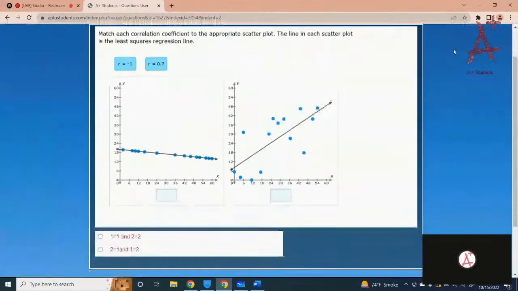Okay, match each correlation coefficient to the appropriate scatter plot. The line in each scatter plot is the least square regression line. In the first one, when x values are increasing, the y values are decreasing. And for the second one, when x values are increasing, y values are also increasing. It would be 2 equals 1 and 1 equals 2. Got it?